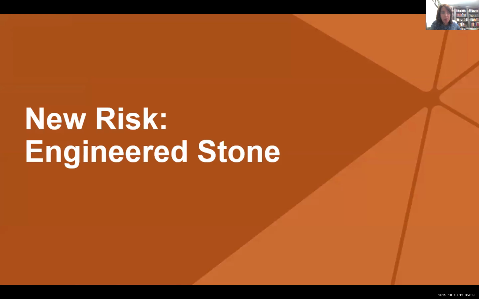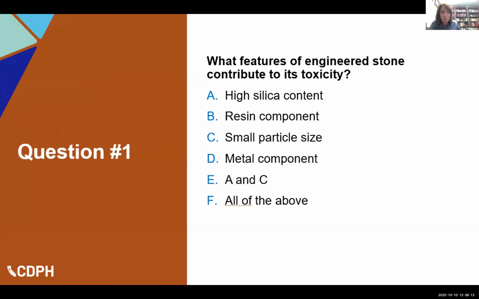So I told you about some well-known risks or industries where silicosis is known to happen. The new risk is this material called engineered stone. And so we'll do a poll here. I'll pose this question. What features of engineered stone contribute to its toxicity? Is it the high silica content, the resin component, the small particle size, the metal component, both the silica content and the small particle size, or all of these features?